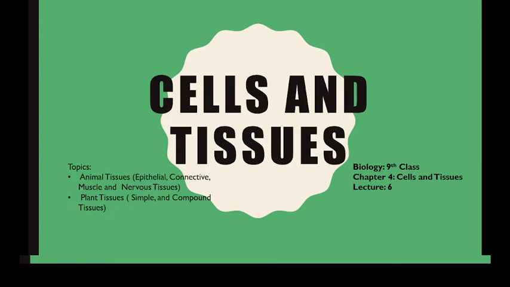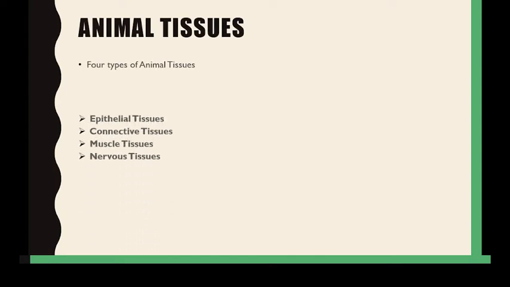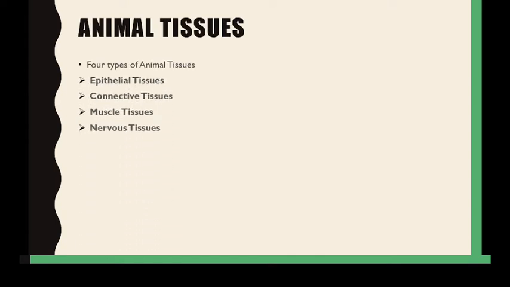Today we will study animal tissues like epithelial, connective, muscle and nervous tissues, and plant tissues, simple and compound tissues. There are four types of animal tissues: epithelial tissues, connective tissues, muscle tissues, nervous tissues.